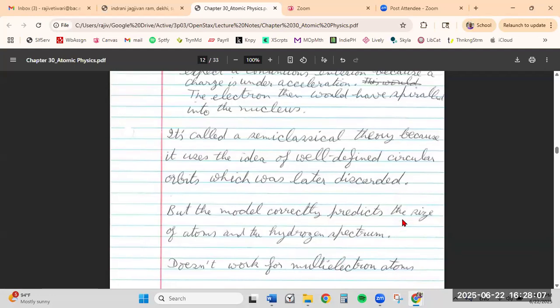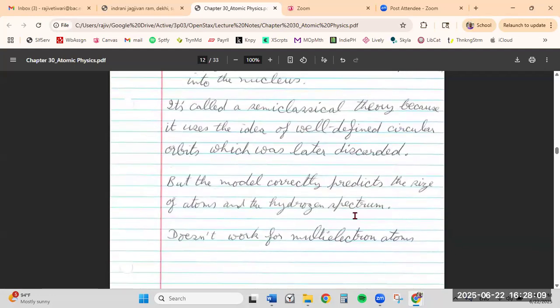Another weak point of the Bohr model is that it only works for hydrogenic atoms. If you have atoms with multiple electrons, then the theory breaks down, or doesn't work very well. You have to make certain corrections to the theory.